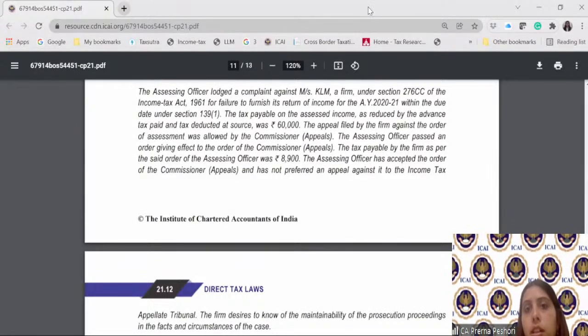So what has AO done? AO had first assessed the income and the tax was 60,000. Assessee went in appeal. The tax was reduced to 8,900. AO agreed to the order of CIT(A), gave effect, and the tax was reduced to 8,900. So can prosecution be initiated in this scenario? Originally it was 60,000, now it is 8,900.